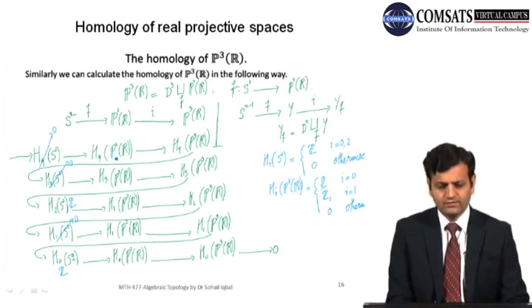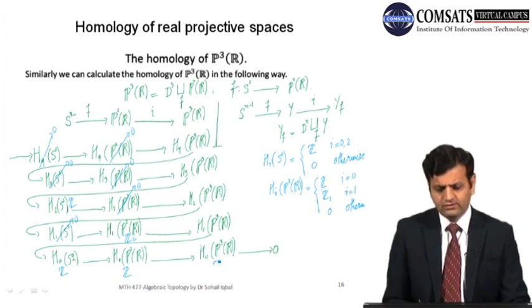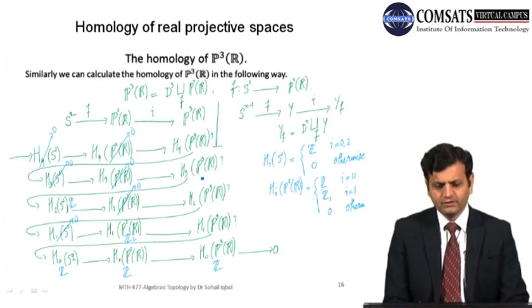Coming to the homology of the real projective plane, H4 of P2 is 0, H3 of P2 is 0, H2 of P2 is 0, H1 of P2 is Z2, and H0 of P2 is Z. Similarly we can also say that H0 of P3R is going to be path connected, so this is Z. So the only homological groups that we need to calculate for three-dimensional real projective space are these four, so H4 of P3.